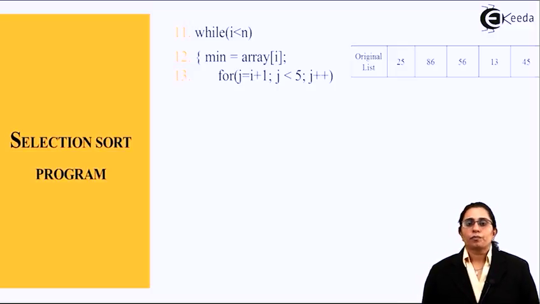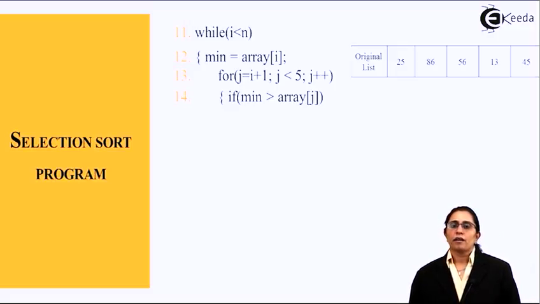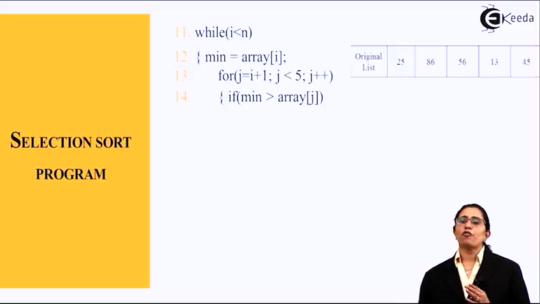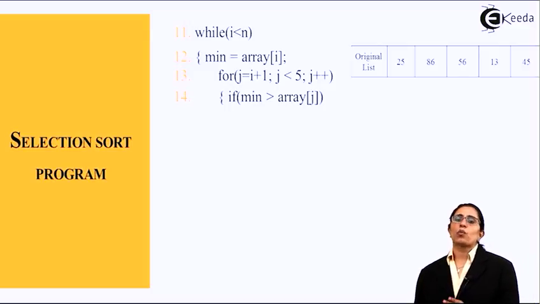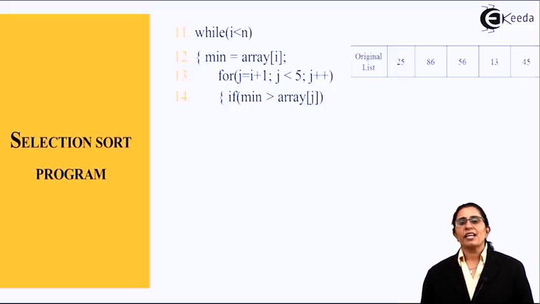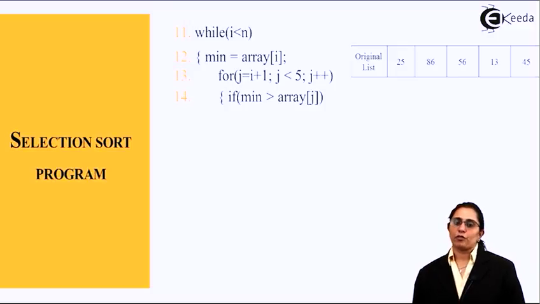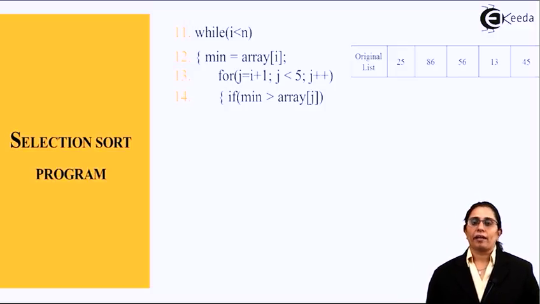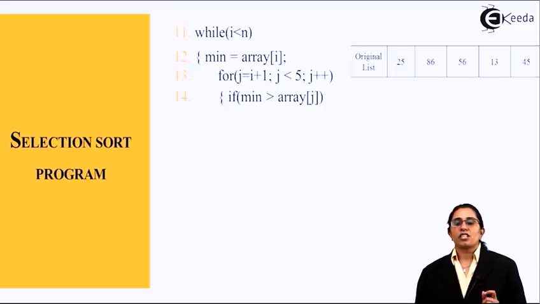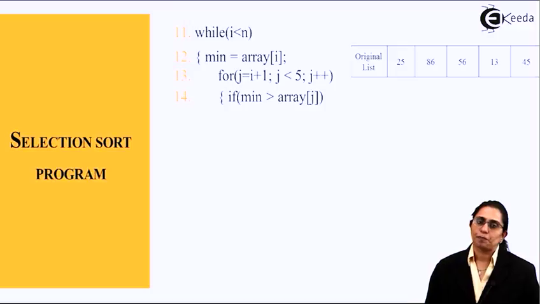Now we have the minimum value, which is the first element of the array. So min has a value 25. Now we compare the value of min to all the subsequent elements of the array. Wherever the value of min is greater, that is the point where we need to swap the values. Here we start comparing array of j. j starts from i plus 1, so in our case it starts from 86.